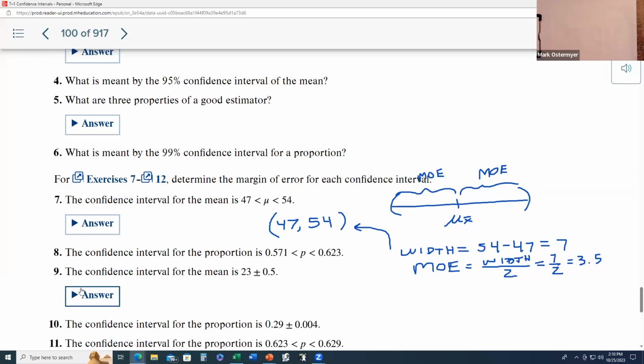What's the margin of error for this confidence interval for the unknown population mean, where 23 is the mean of our sample? So what do you think the margin of error would be? It's staring right at us. It would be 0.5, correct? That is the margin of error. All right, 0.5. Okay.